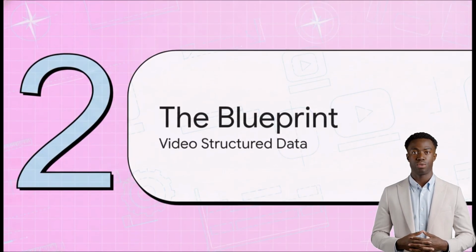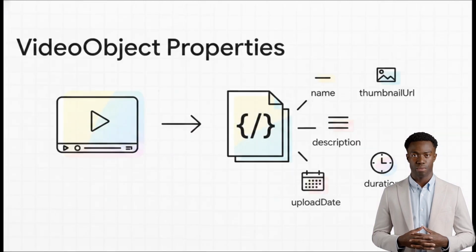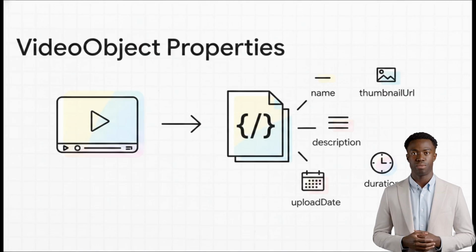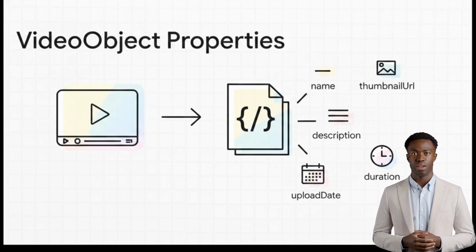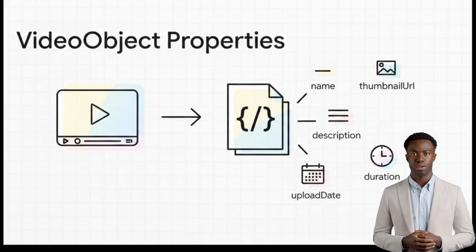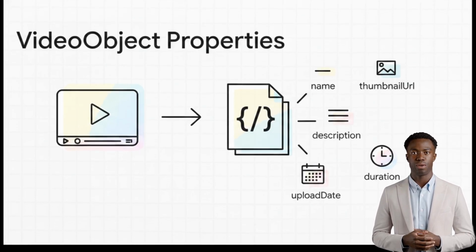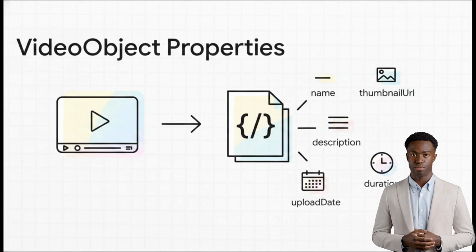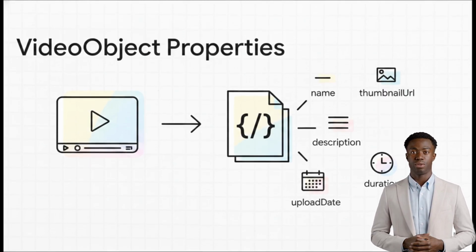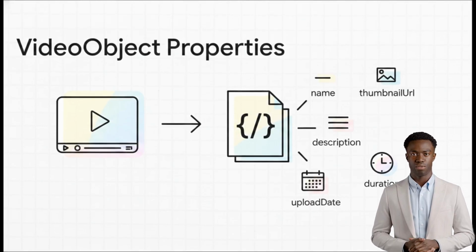Moving right along to part 2, the blueprint, focusing on video structured data. By adding video object structured data, you are essentially translating your video into plain text for the crawler. You're handing Google all the vital stats. We're talking a unique title, an accurate description, the exact duration, the upload date, and this is a big one, a stable thumbnail URL. This lets Google understand exactly what the video is about without ever actually having to watch it. The structured data acts as the ultimate cheat sheet for search engines.